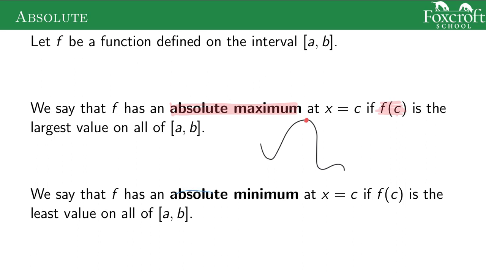The absolute minimum, same idea, except now our y value is the least value, kind of the lowest down. So if I try to draw the same graph, the lowest down value is going to be my absolute minimum. So absolute max, the whole graph, it's just the highest point. Absolute minimum, the whole graph, it's the lowest point.